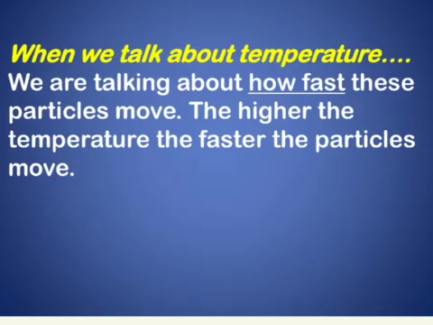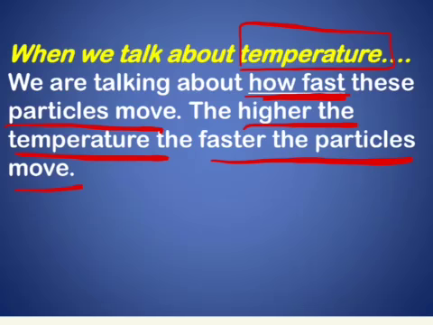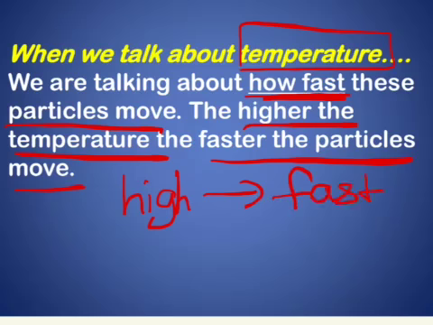One of the first things that we need to make sure you understand is the definition of temperature. Now, if you're like me, in your notes on the left side, I might write the word temperature, and then on the right side of the notes, I might write the definition. So the definition of temperature is how fast these particles move. Okay, the higher the temperature, the faster the particles move. So high temperature means fast-moving particles. Low temperature means slow-moving particles, and that includes for solids, liquids, or gases.